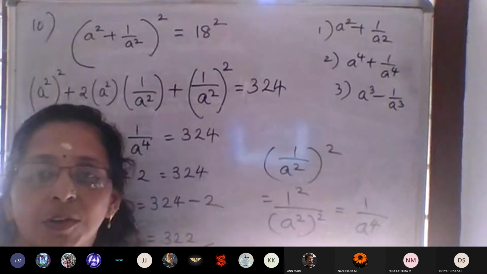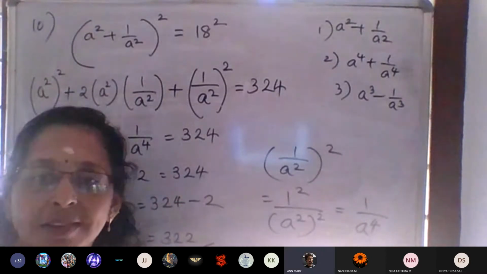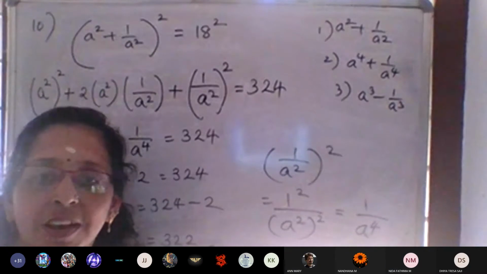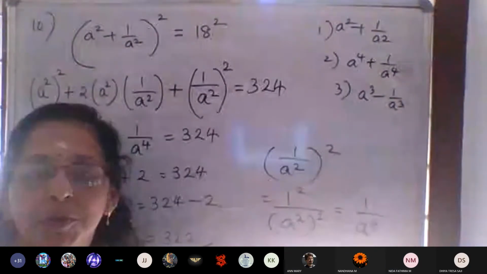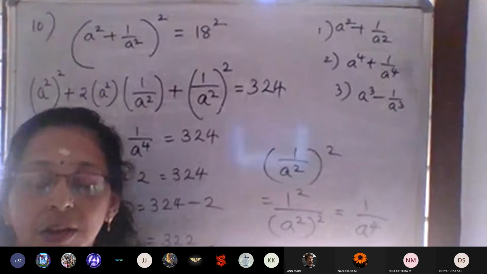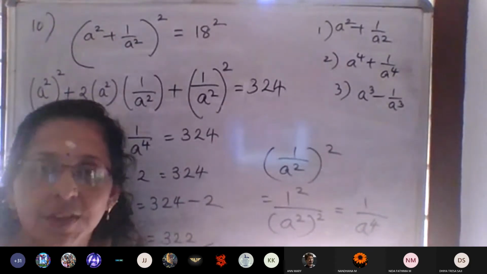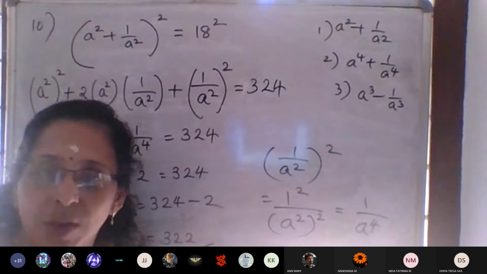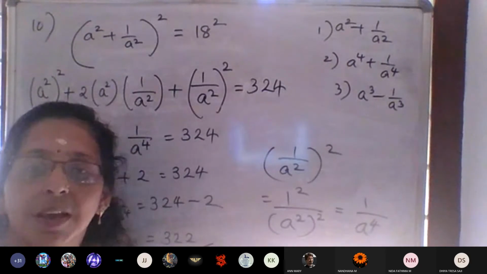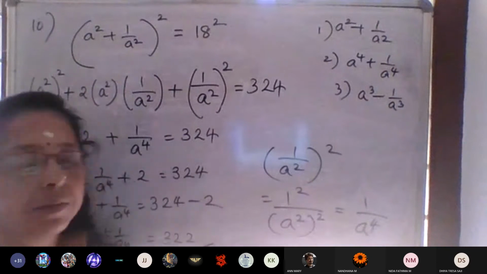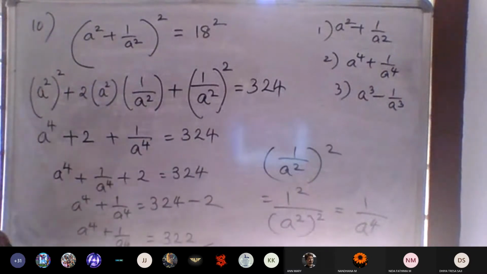Is anyone following another method? Are you going for tuition or some other? Your parents are teaching you? Following another method is not a problem for me, but you should study that way. What I am doing is squaring and cubing both sides, which will be easy. That's why I am following the same pattern. So a raised to 4 plus 1 by a raised to 4 is equal to 322.